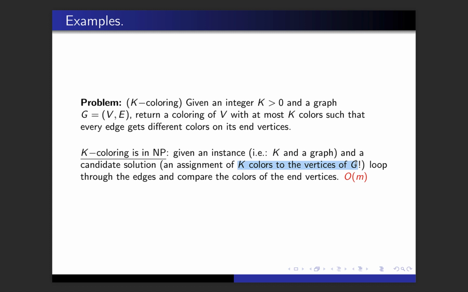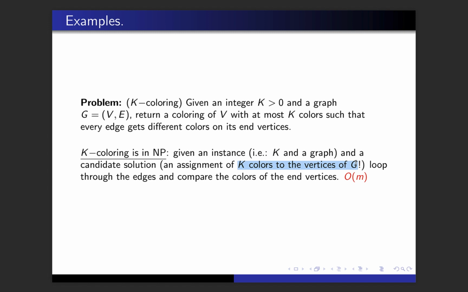Every operation that I do here is basically a comparison, and this happens for every edge. So I have an order M verification procedure for the k-coloring problem. So this is indeed a problem in the class NP. Notice that I gave you a way to verify whether or not a candidate solution is a solution. I never told you how to solve the problem.